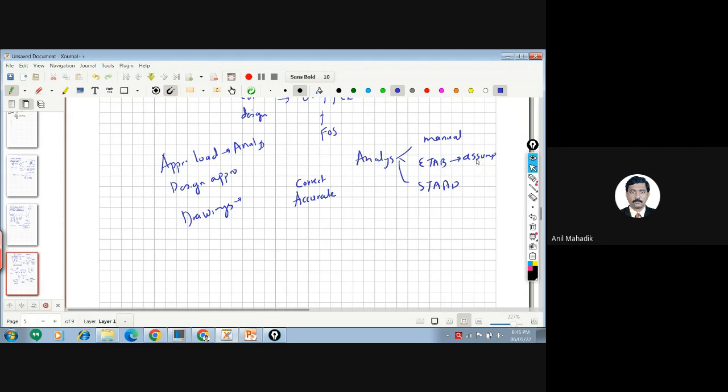Then we are not modeling the real structure. Do we model real structures? Does software model the real structure? Are we modeling real structures in software? Did you understand the question?